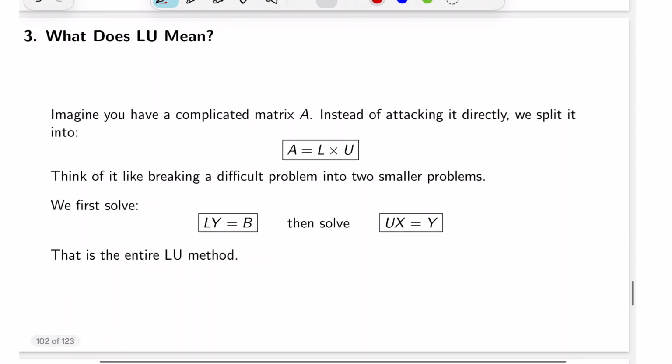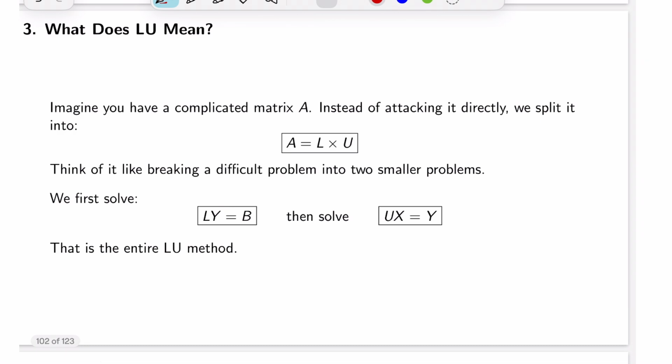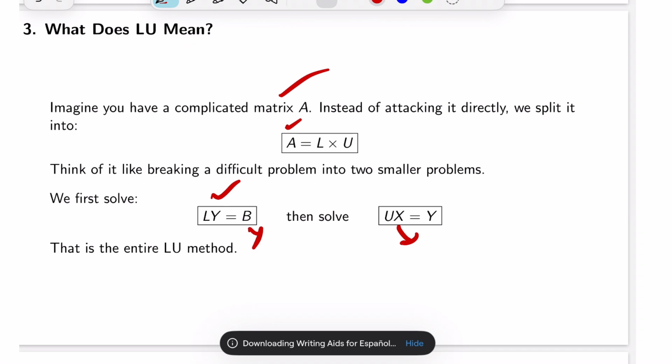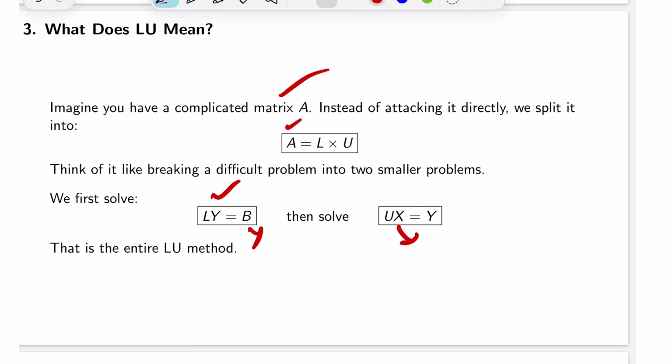Now what does LU mean? Imagine you have the complicated matrix A. Instead of attacking it directly, we split it into two. So A will be L into U. We have to split the A matrix into two matrices, one is a lower triangular and another is an upper triangular matrix. Now after that what we'll do? We'll write LY is equal to B. From here we solve Y and then we'll plug in Ux is equal to Y. So we solve X. This X is our unknown. So that is the entire LU method.